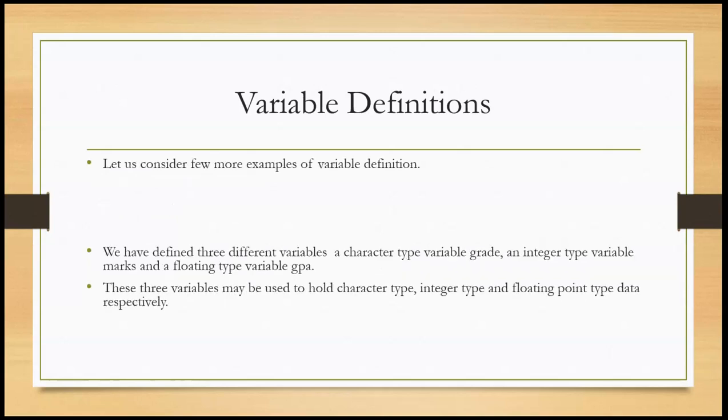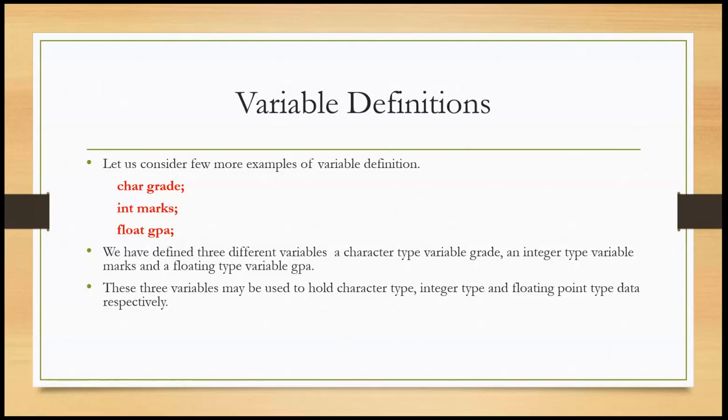Now let's consider a few more examples of variable definition. Char grade followed by semicolon. This is an example of variable definition. Similarly, int marks followed by semicolon. This is another example of variable definition. And float GPA followed by semicolon. This is another example of variable definition.